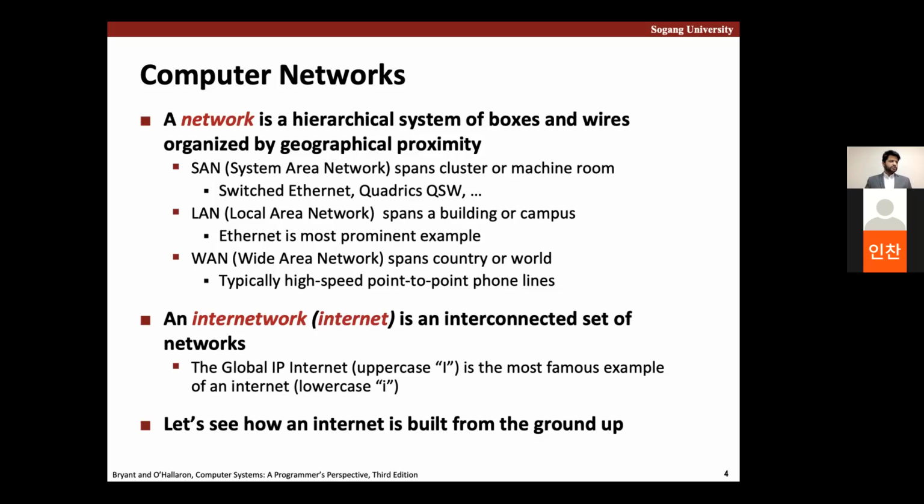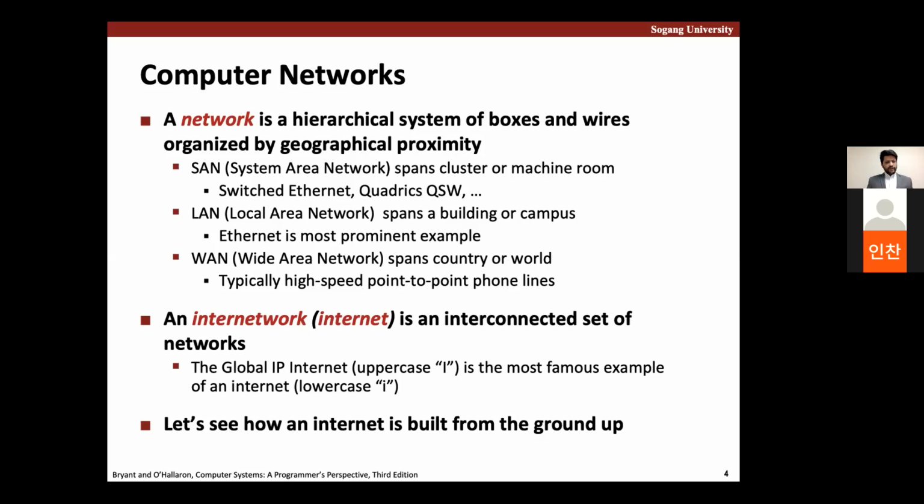So let's say we have this SAN, system area network. It spans a cluster or a machine room. They're all stitched together via switched Ethernet, Quadrics QSW switches, something like that, right? So this is a smaller scale network. The second one is the local area network, which you have even heard of, like LAN. It's a pretty common term that we use. A local area network spans a building or a campus. For example, we have the Sogang LAN across the campus, and Ethernet is the most prominent example of a LAN. Usually a LAN is connected through Ethernet, which can be 10 gigabit or maybe 100 gigabit per second.